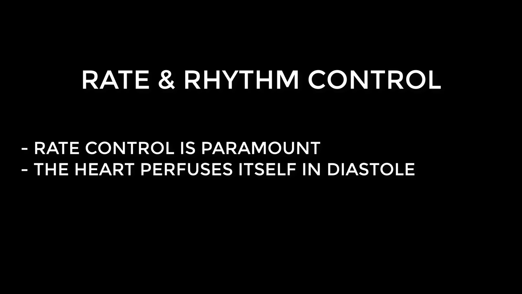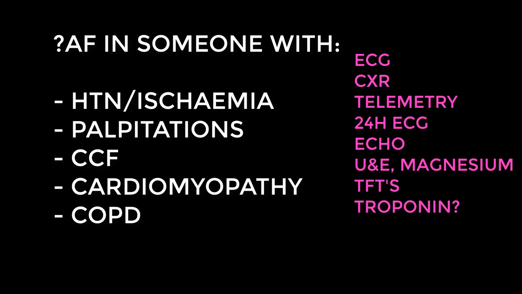So let's talk a bit more about atrial fibrillation. Atrial fibrillation is characterized by palpitations and an irregular pulse. The person who presents with it will have a history of hypertension, ischemia, or cardiomyopathy. You'll do an initial ECG, and if that doesn't show you the absence of P waves and an irregular rhythm, they should be put on telemetry. Outpatient monitoring could undergo 24-hour ECG, and that allows them to walk around and it will record their rhythm.